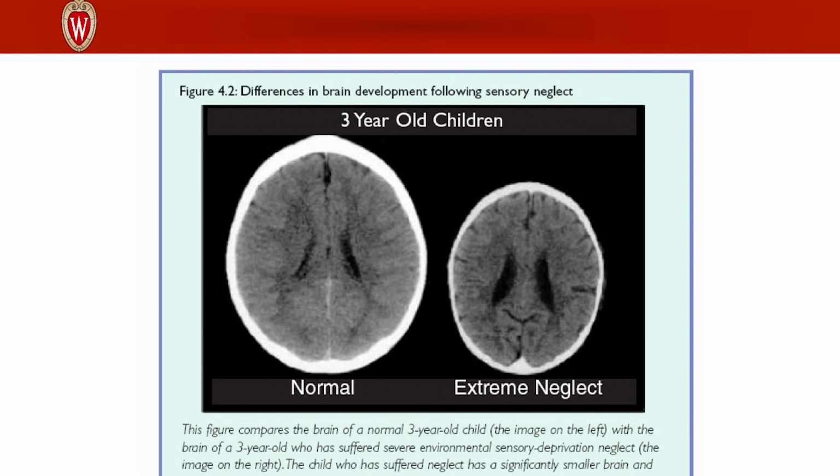You can see here these are two brains of 3-year-olds. On the left is a normal brain. This is what normal brain development should look like, and these are actually the same magnification. There's not a trick being played here. The right brain is someone who experienced severe environmental sensory deprivation. And so you can see the brain is smaller. There are larger holes in the brain, so you can see just from brain development that when you have some type of sensory deprivation, it has an impact on the actual physical makeup of the brain.